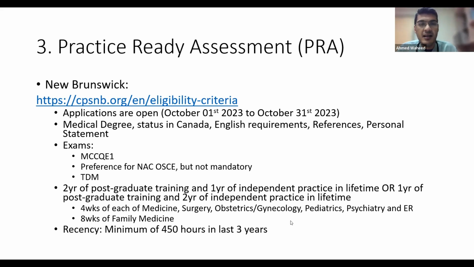Okay. Then the next is 2 years of postgraduate training and 1 year of independent practice. Okay, so they have a little bit of difference. If you have 2 years of postgraduate training, then they want 1 year of independent practice. Or if you have less than 2 years of graduate training, but at least 1 year of training, then they want 2 years of independent practice. So see if you are eligible out of these or not.